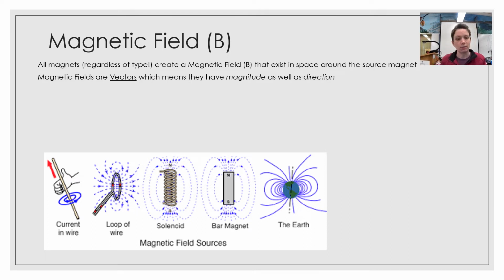Magnetic fields are going to be vectors, which means that they have magnitude, which is sometimes known as strength or size, and also a direction.